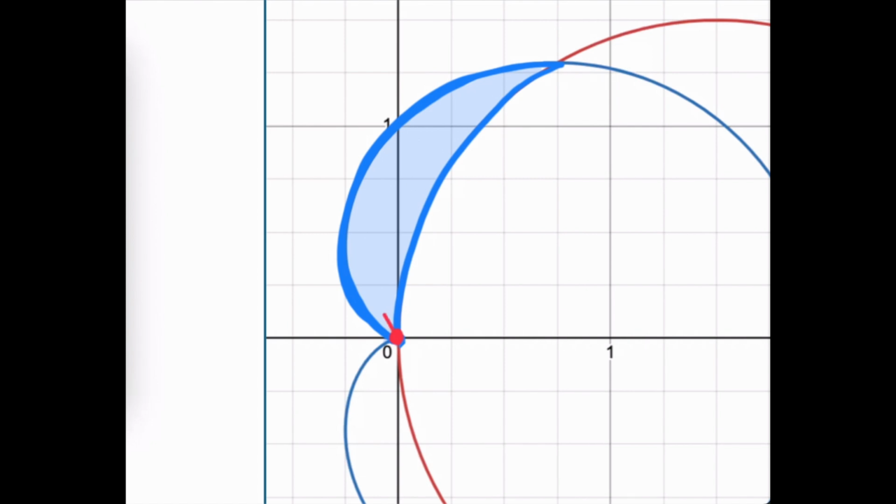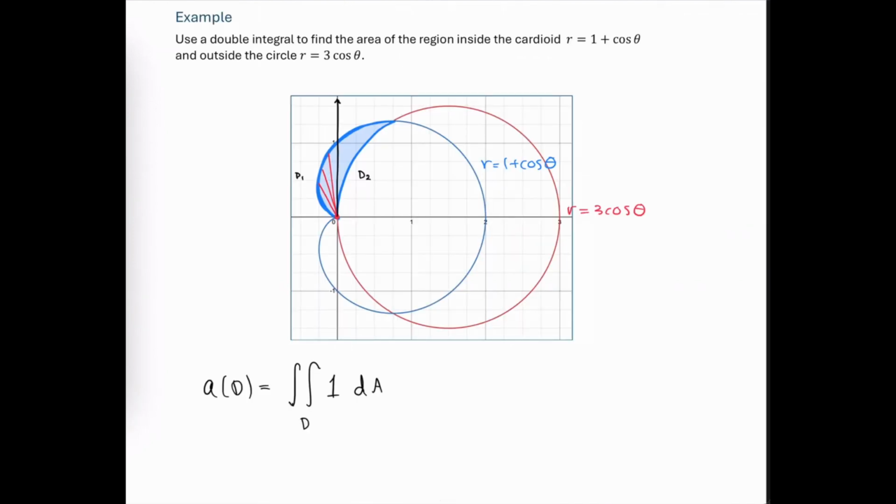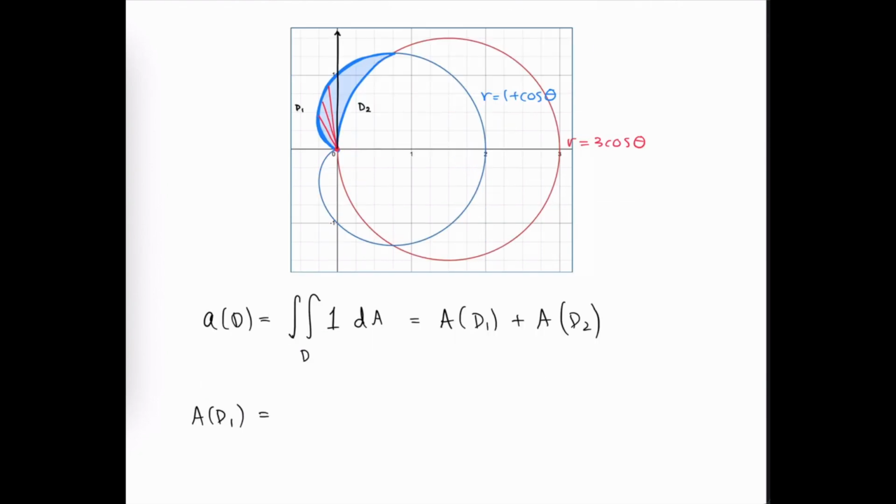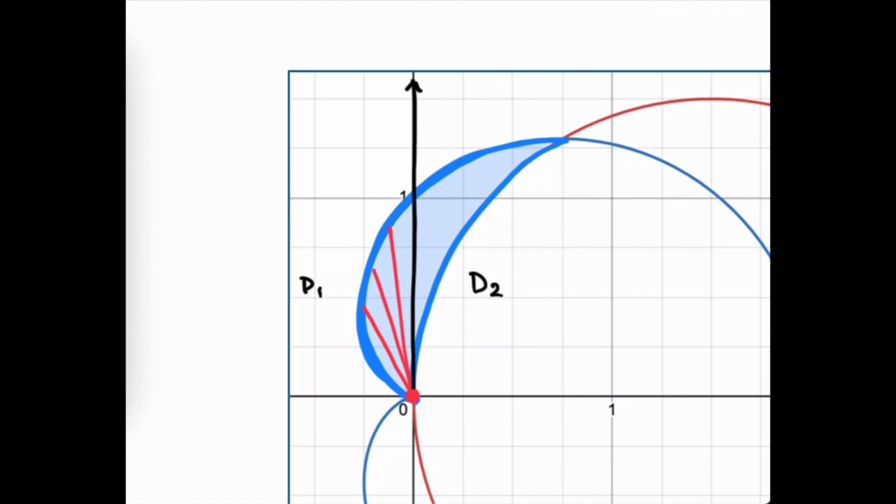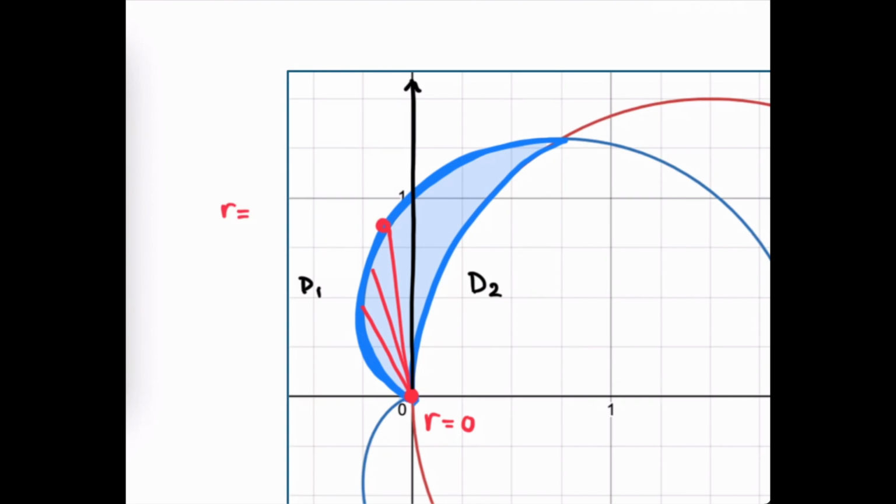We have the same lower limit and upper limit throughout this region here, but when we get to this vertical line, that's where the limits start to change. So let's break this up into two regions, D1 and D2, and say the area of the overall region is the area of D1 plus the area of D2. We'll start with the area of D1. Remember, we integrate with respect to r first, and our inside r limits go from 0 out to the cardioid, which is 1 plus cos theta.